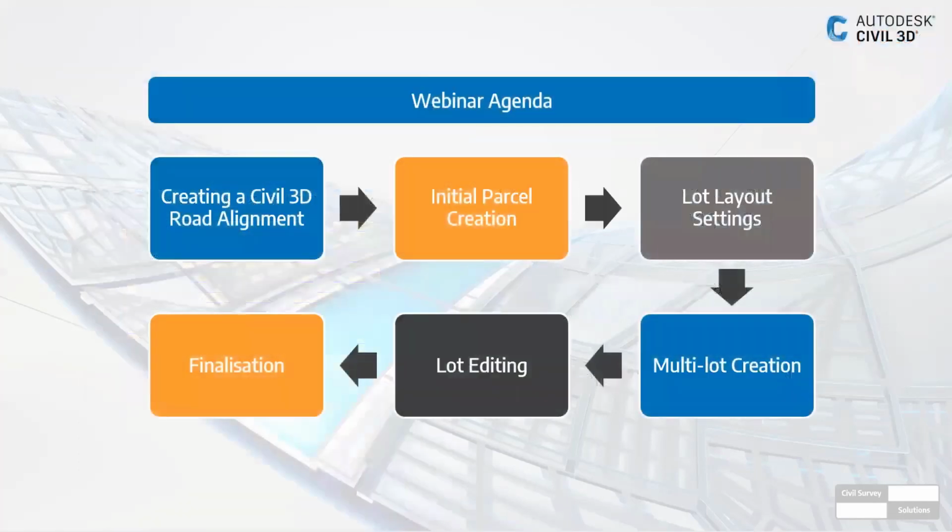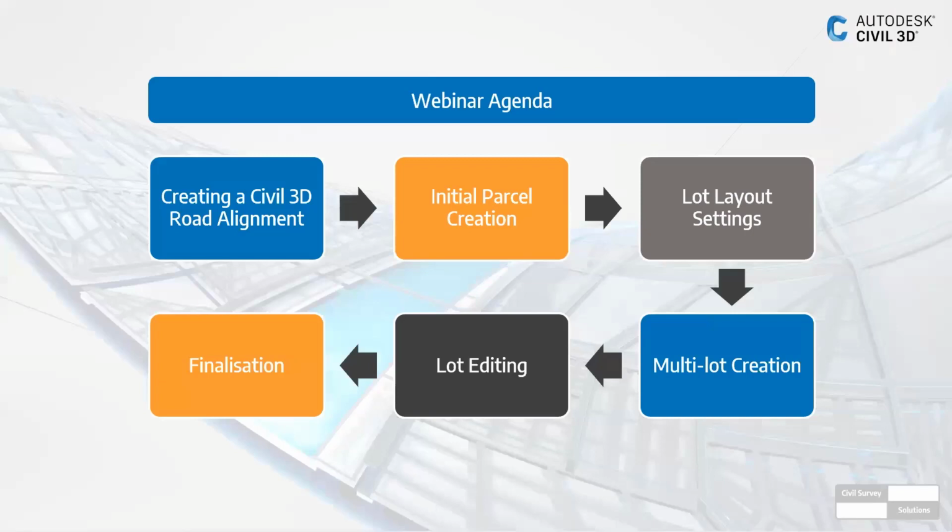Speaking of, what is on the agenda for today? First off, we will be looking at a real world job. This job requires you to have a court and then to subdivide the parcels. So the first thing we'll do is set up the road alignment, make sure that's all set up correctly. We will then be creating an initial parcel. From there, we'll set the lot layout setouts that we will be using for the multi-lot creation, before moving on to how we can edit the lots and then finally finalizing it by checking over our labels, checking the final report, the site report, and then producing a table of all the areas and such.